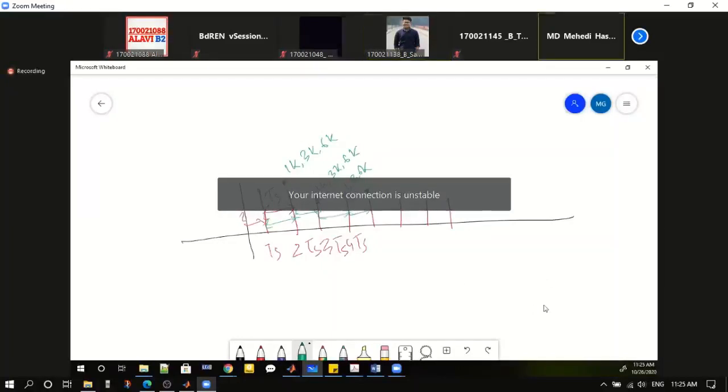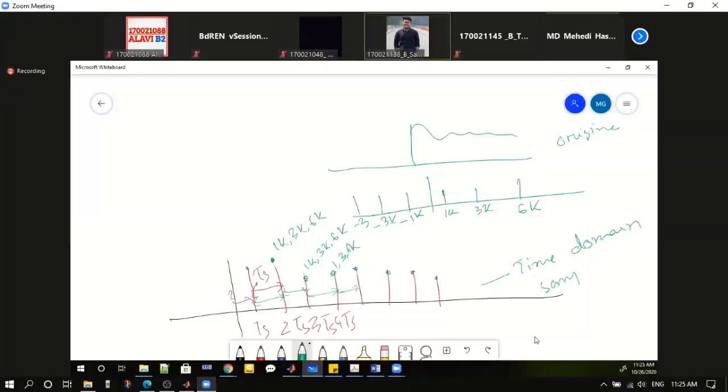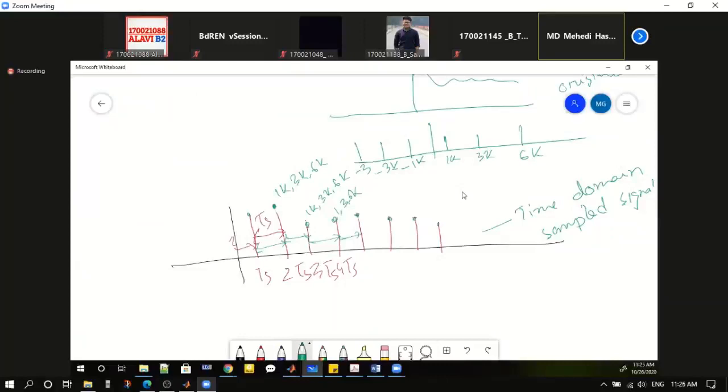Now, I believe you already remember the time domain of the sampled original signal is this, and the frequency domain looks like this: 1k, 3k, 6k, minus 1k, minus 3k, minus 6k. So this is the time domain of the sampled signal. You will see that in each repetition, in each TS, you have the frequencies 1k, 3k and 6k.